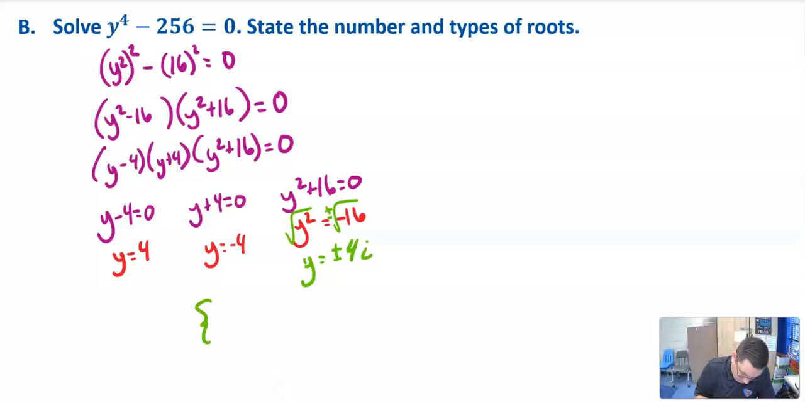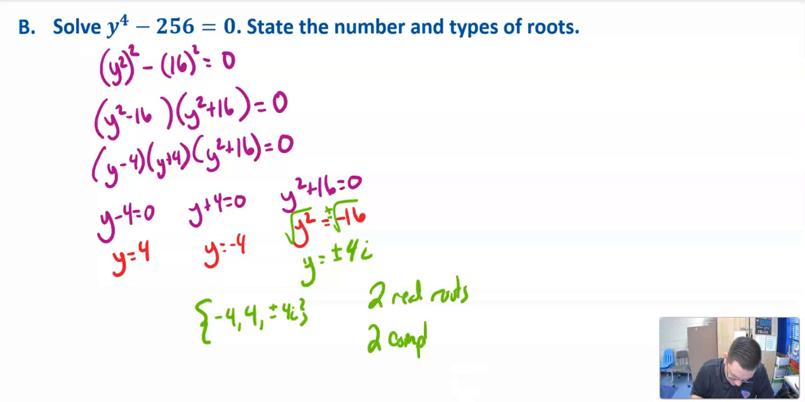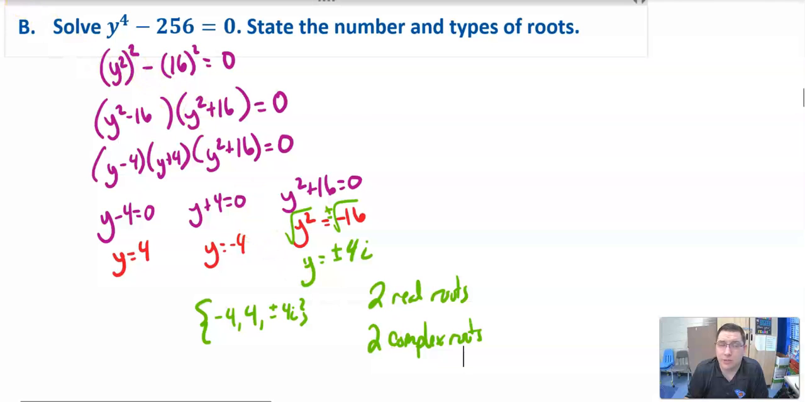And so my 4 roots are negative 4, positive 4, and then positive or negative 4i. So that's my 4 roots. In this case, I have 2 real roots and 2 complex roots. Okay, that gives us our total of 4 complex numbered roots, 2 of them being in the real number system, 2 being, in this case, in the imaginary number system. Okay, so that's what we're looking at in these first 2 examples here.